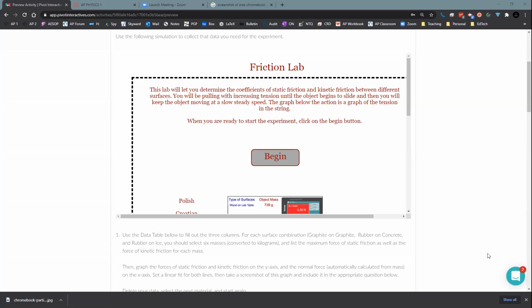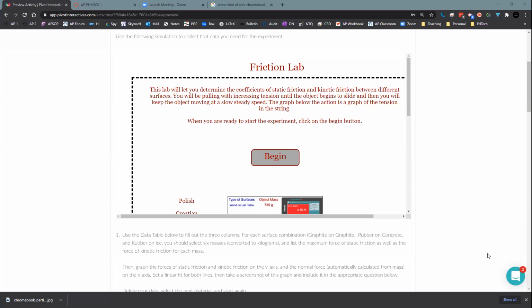Now we decided to do it this way so that all the labs are still within the pivot ecosystem that you're used to dealing with, and you're not having some labs that need to be turned in on pivot, some labs that need to be turned in on Google Docs or on Canvas through Google Docs and the like. However, the process should be roughly the same thing.